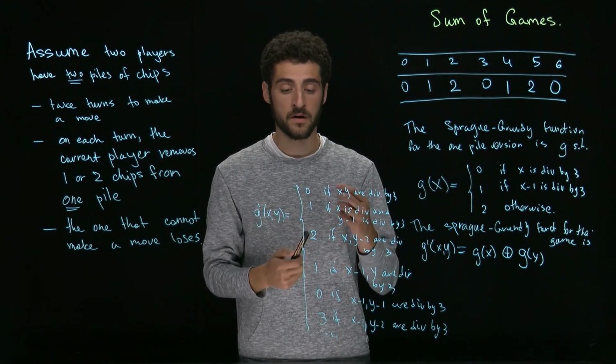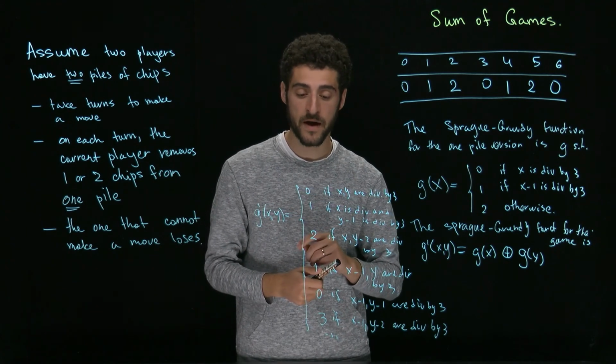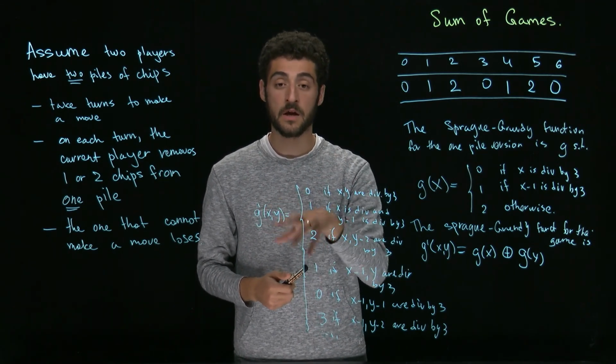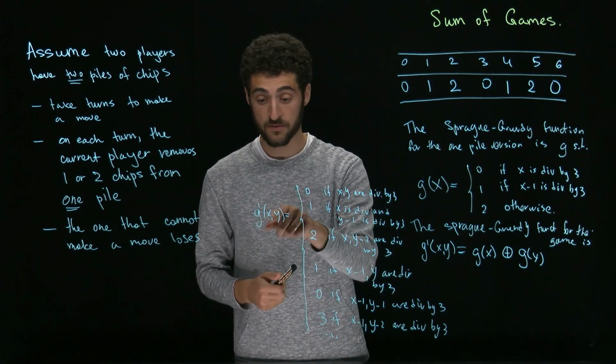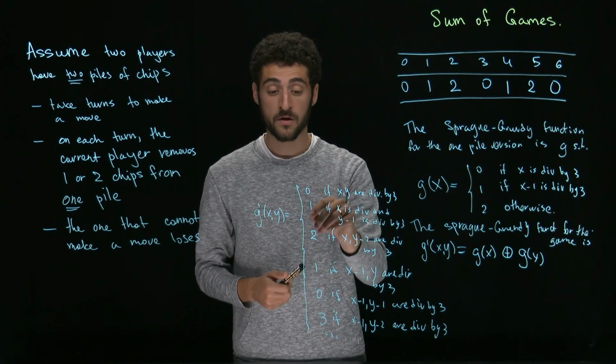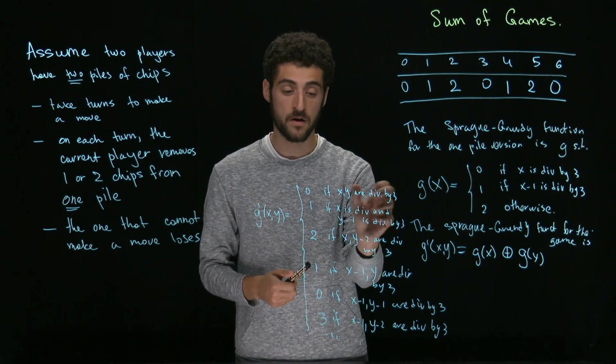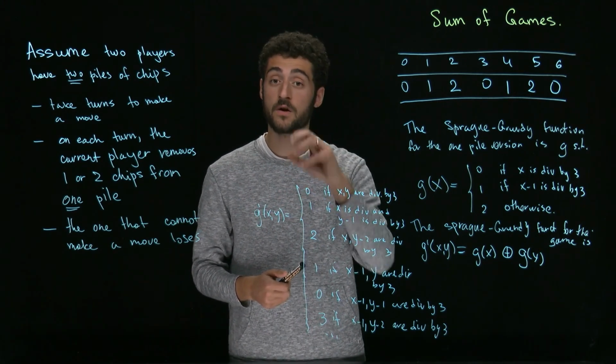Therefore, we can, for example, conclude that the position in this game is a P-position when g prime is 0. In other words, it's when the remainders of division by 3 of x and y are equal to each other.